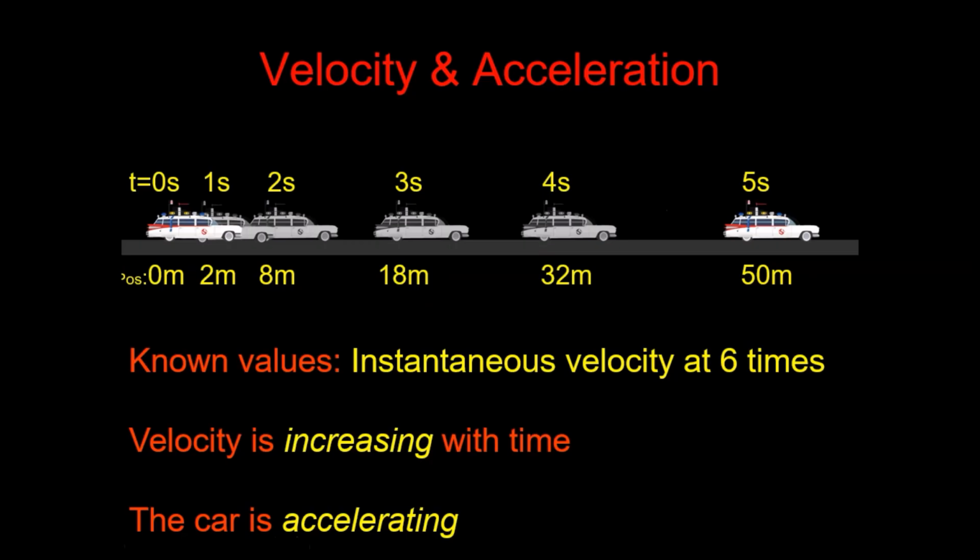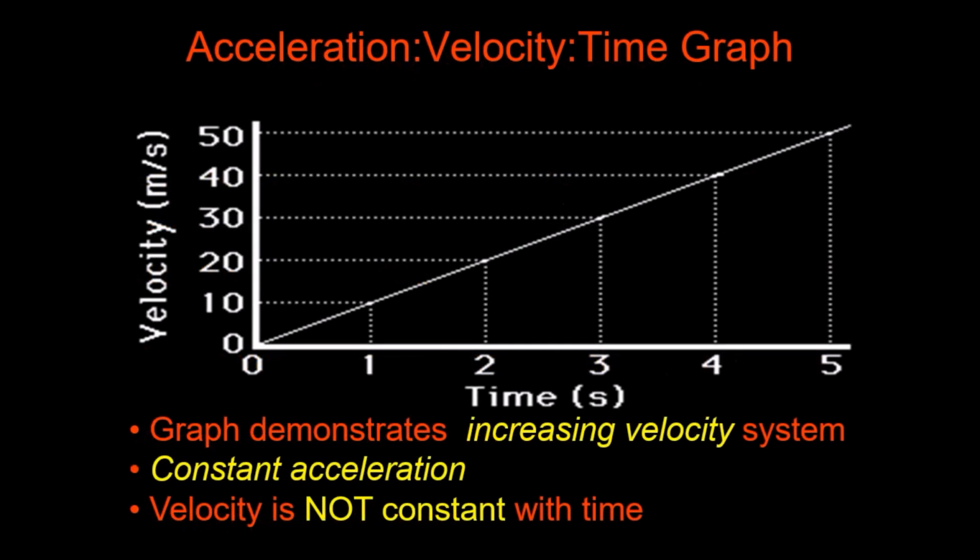Now, this is a system of constant acceleration. A system of constant acceleration will have a VT graph which will follow this kind of relationship. Here's our velocity, here's time. After 1 second it's at 10, 2 seconds it's 20, 30, and so on. We will end up with a straight line. That is a system of constant acceleration.